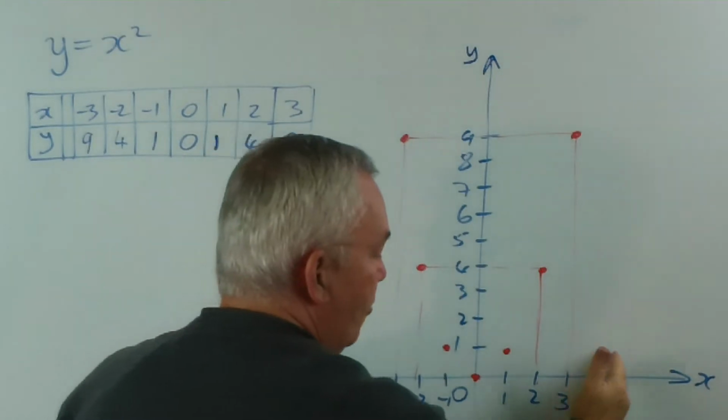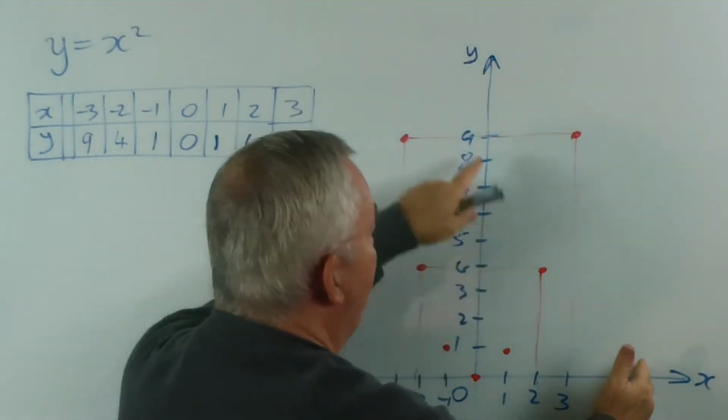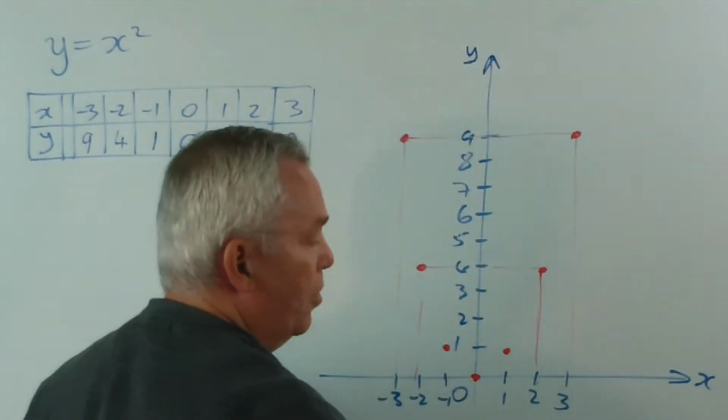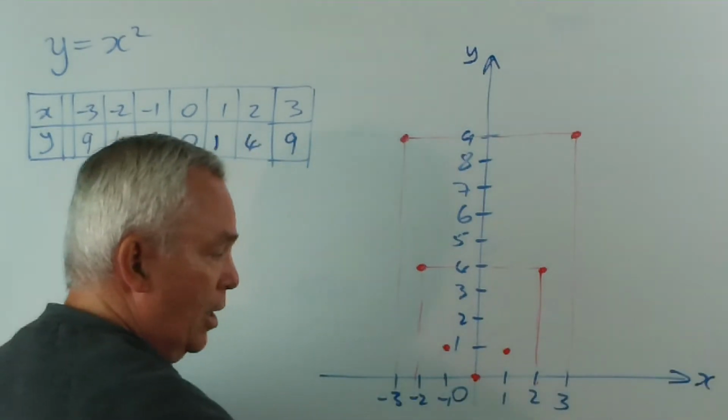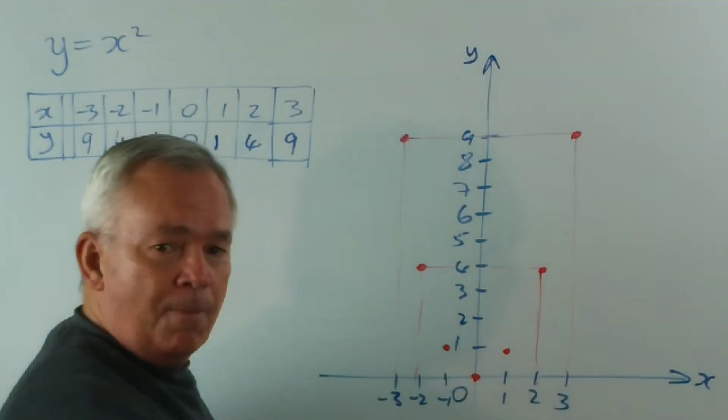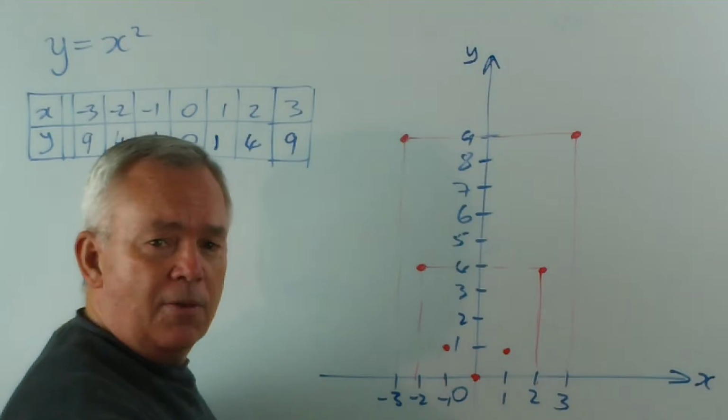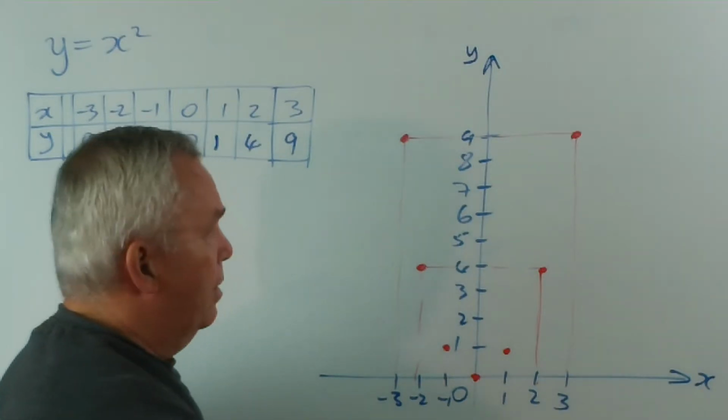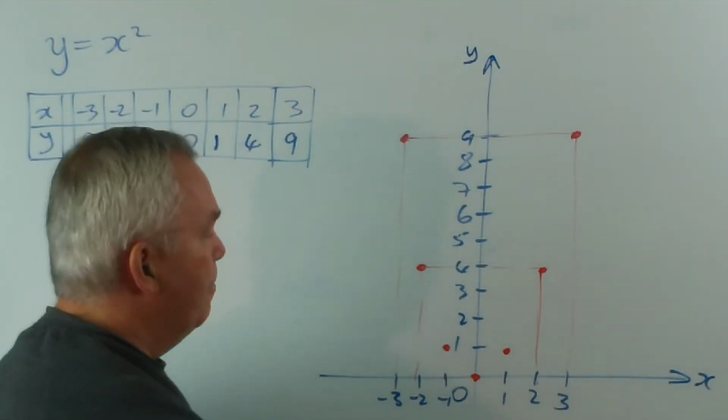So by the time we get to 5, 5 squared is 25, which is way up above the board. And by the time you've got across to 50, you're up to 2,500. So it accelerates upwards very rapidly.